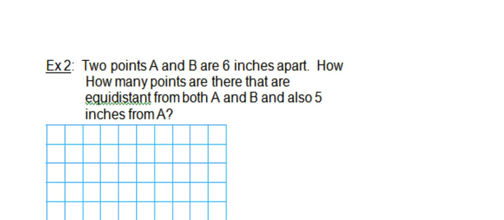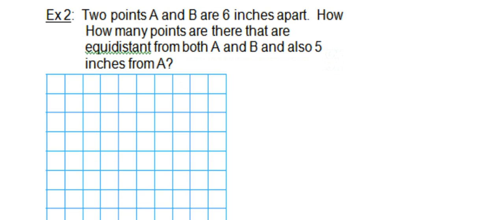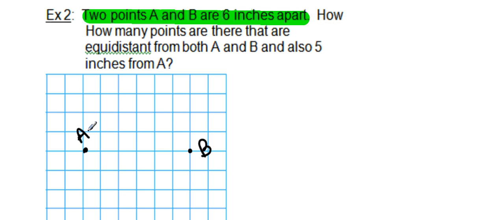All right, the next one says we're given 2 points A and B that are 6 units apart. So that's kind of my starting point, or that's where I'm going to work from. So I'm going to go to my graph paper, and on my graph paper I'm going to draw 2 points A and B which are 6 units apart. It wants to know how many points are there that are equidistant from both A and B.